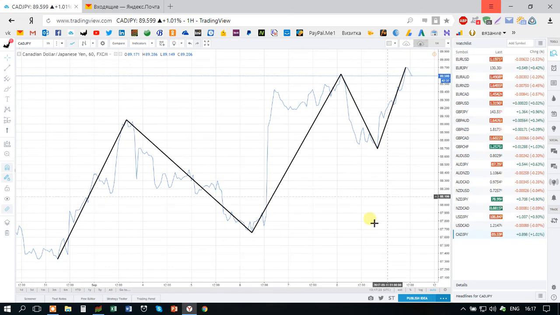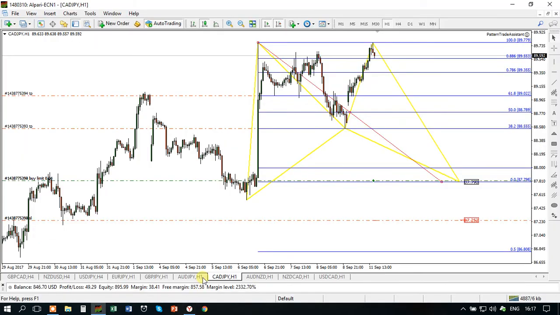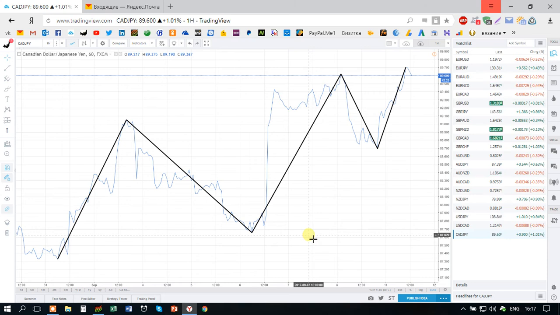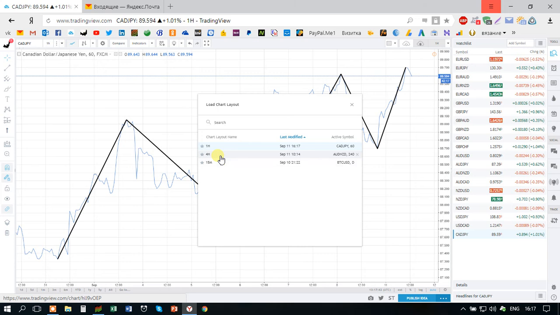You know the precision of pattern search. Even 2 decimals of a pip, 1 decimal of a pip make the whole difference in the world. So either you have a pattern or you don't have a pattern. Very precise. As compared to a human, it is much more precise.